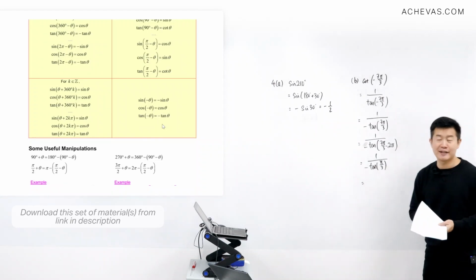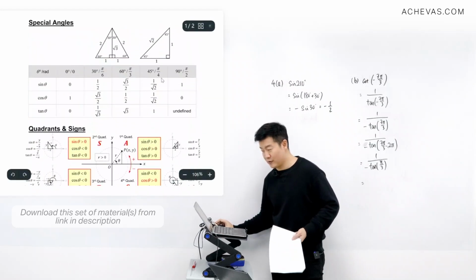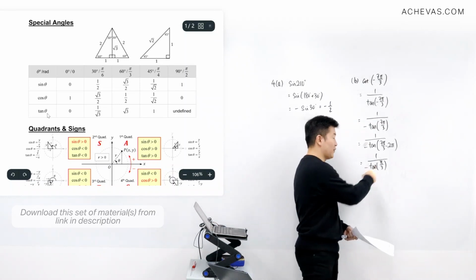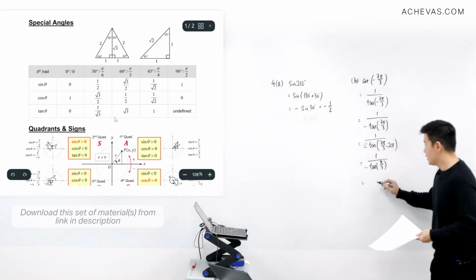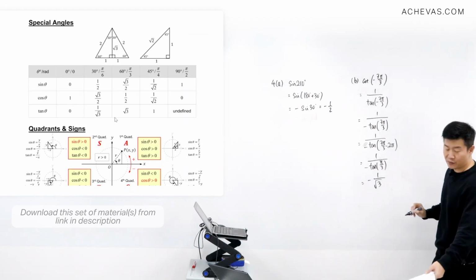And again, pi over 3 is a special angle. I'm going to refer back to this list over here, or if you have already drawn the triangle, you can make use of the triangle to derive for yourself what is going to be tangent of pi over 3. Pi over 3 is like 60 degrees, so tangent of pi over 3 is square root of 3. So this is going to be minus 1 over square root of 3.